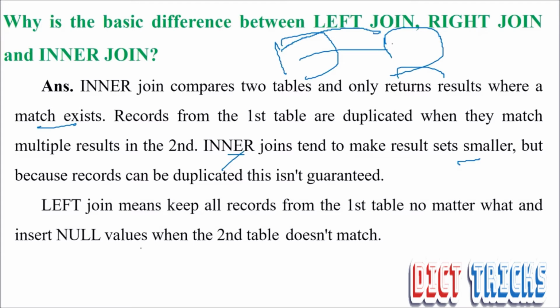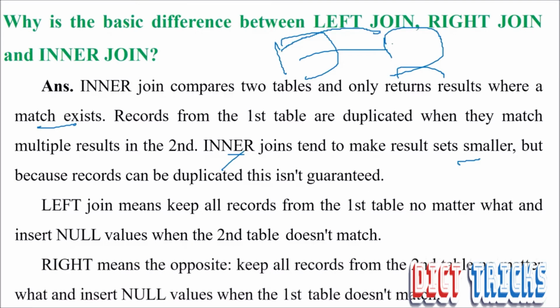Left join keeps all records from the first table no matter what and inserts null values when the second table doesn't match. Right join means the opposite: keep all the records from the second table no matter what and insert null values when the first table doesn't match.